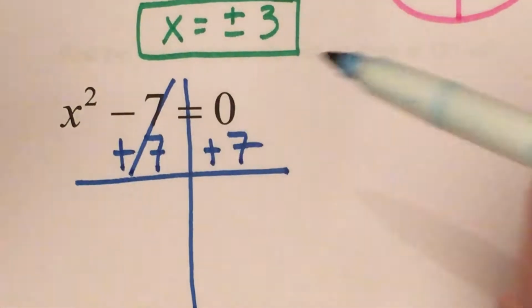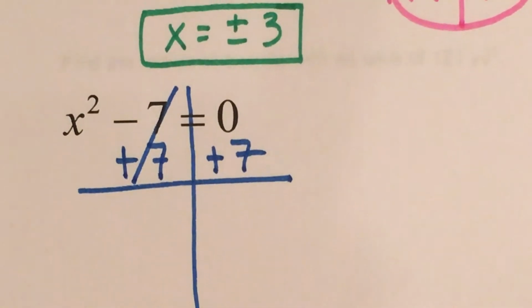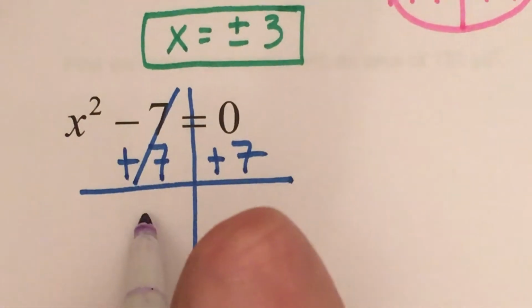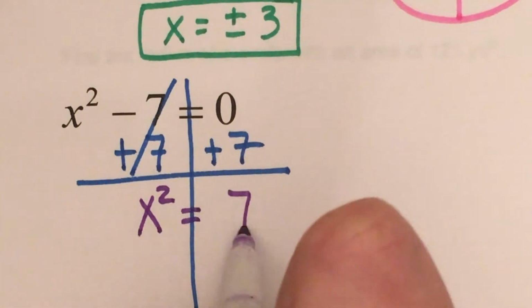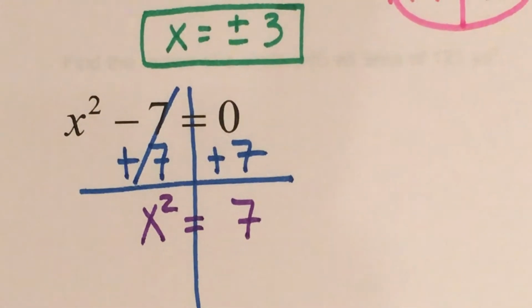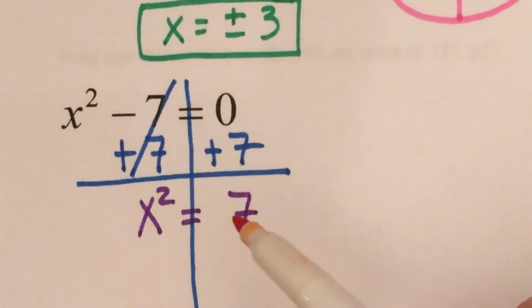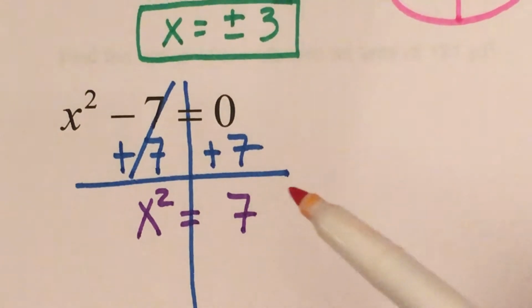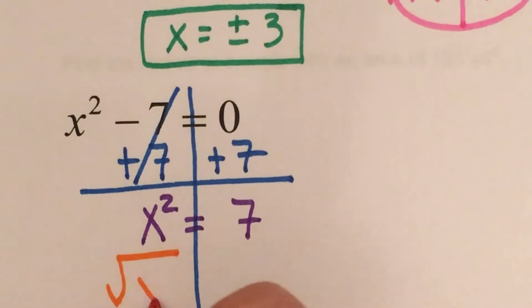Because what you do on one side of the river, you do to the other. All right, that leaves you with x squared equals 0 plus 7, 7. Super. And we said a few minutes ago, how do you get rid of a square? What's the opposite of a square? Good, you remembered, a square root.